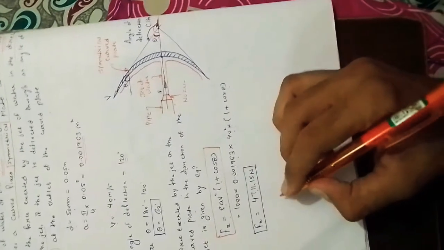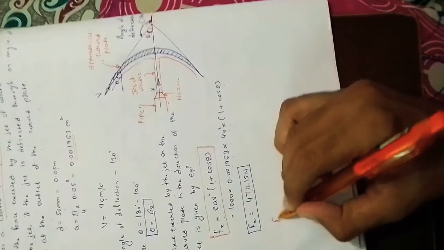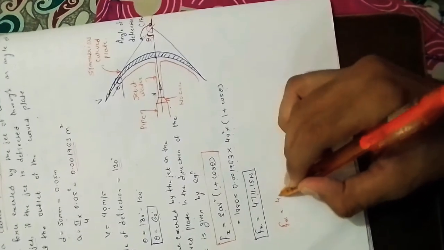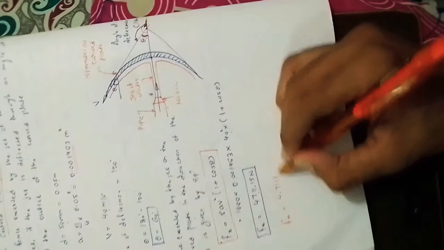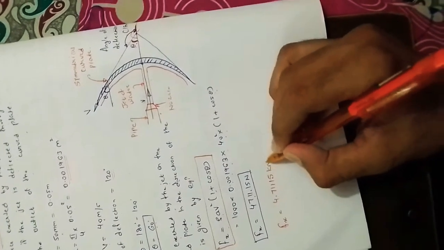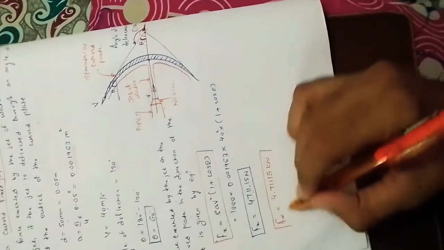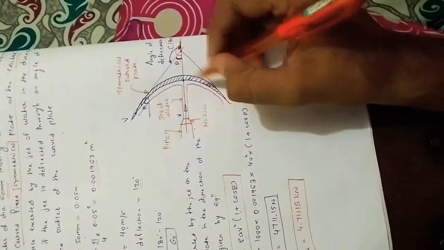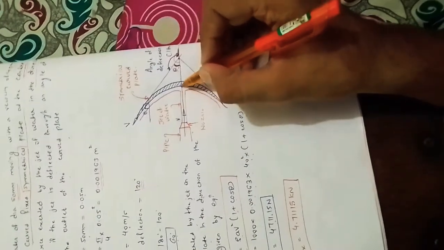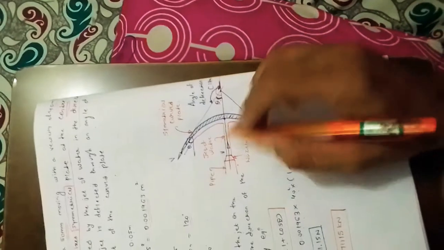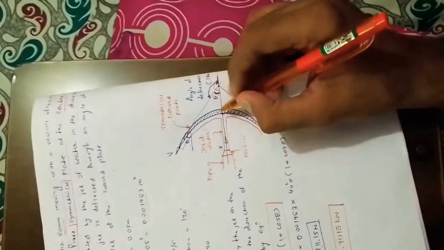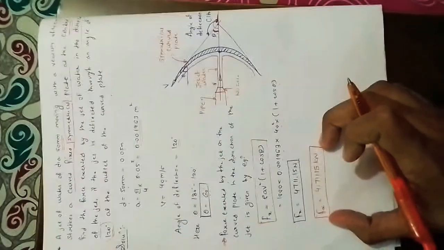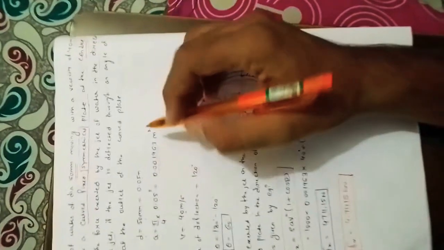If we convert this into kilonewton, then it will be Fx equal to 4.71115 kilonewton. So this much amount of force is exerted by the jet on the symmetrical curved plate at the center in the direction of x. Means we can also say in the direction of jet. Correct. So this is the final value of Fx, and they have not asked in the direction of y.